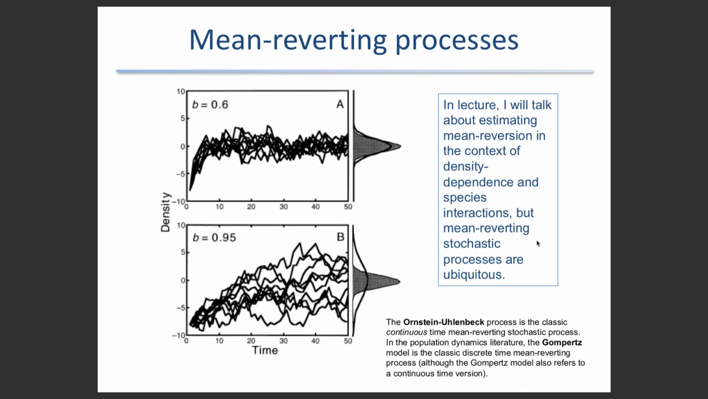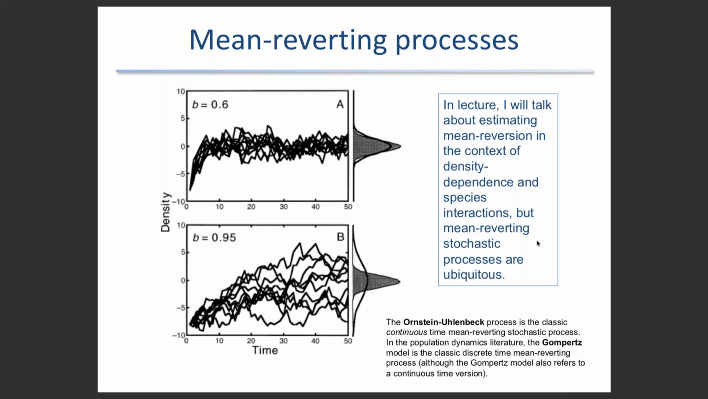I'm going to be talking about mean-reverting processes, and that's jargon for a process that reverts back to a mean. So here's an example, it reverts back to a mean. Here it's a bit looser, it reverts back to a mean. And density dependence is this classic ecological process that causes mean reversion, returning back to some level if you get pushed away from that level.